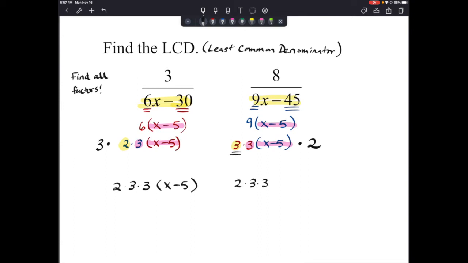So what is our least common denominator? Well, it's 2 times 3 times 3 times a quantity of x minus 5. Or we could simplify that and say it is going to be 18 times the quantity of x minus 5. This is our least common denominator.